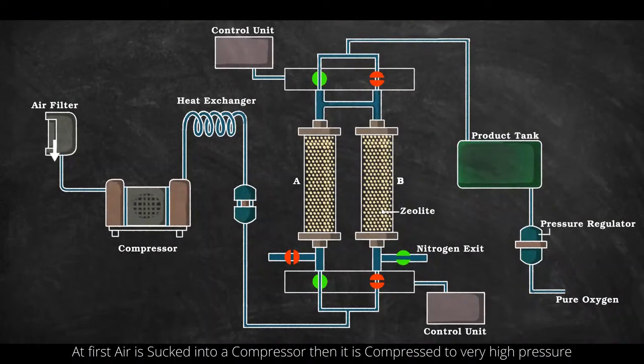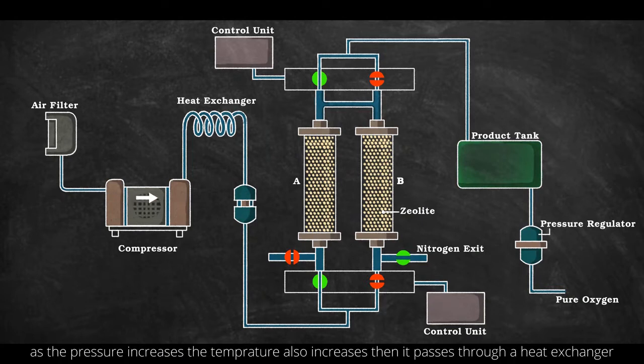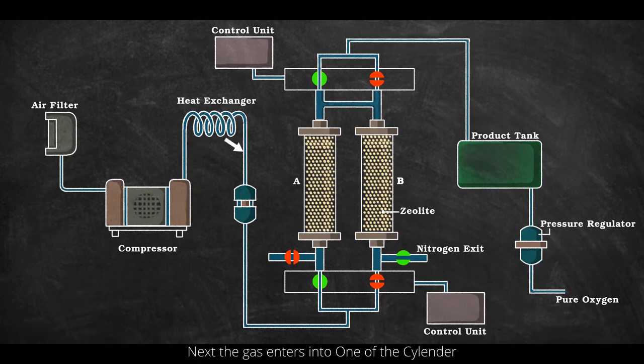At first, air is sucked into a compressor. Then it is compressed to very high pressure. As the pressure increases, the temperature also increases. Then it passes through a heat exchanger. Next, the gas enters into one of the cylinders. Let's call it cylinder A.